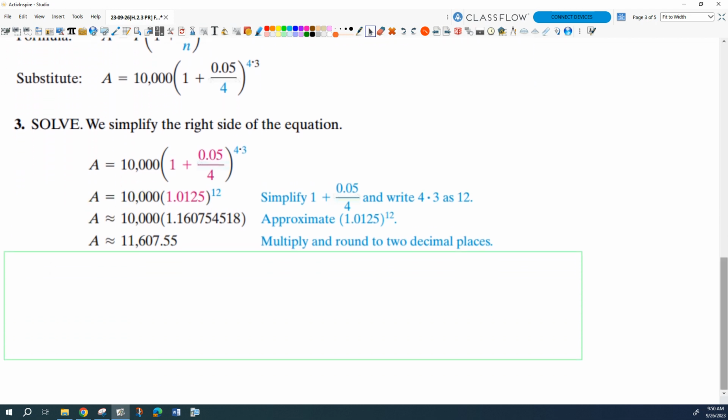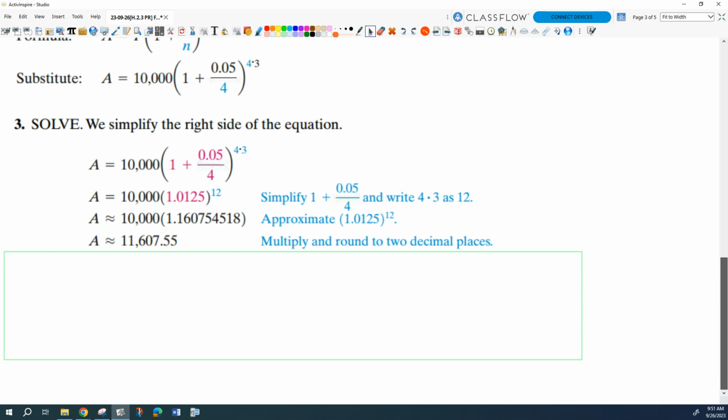Okay, well, that becomes 0.05 divided by 4, which is 0.0125. If I add that to 1, the number inside the parentheses, the number that's being raised to a power, is 1.0125. Now, as long as that number is bigger than 1, do you see that this is going to be helpful to us? Because if you take a number bigger than 1 to a power, you end up with a number bigger than 1, don't you? Right?